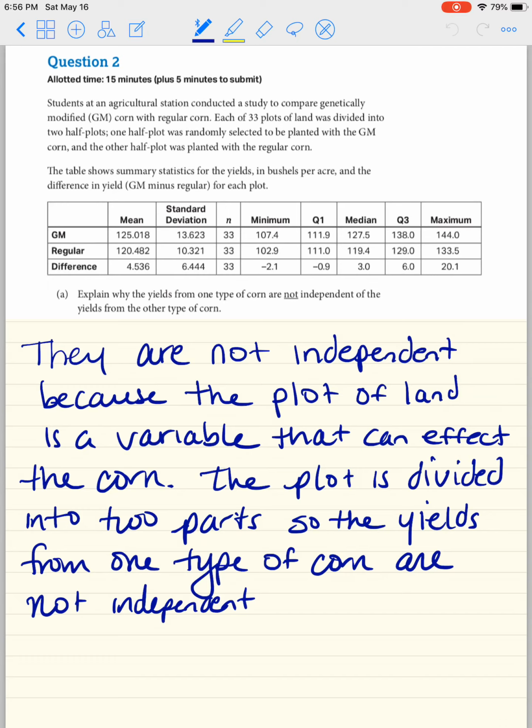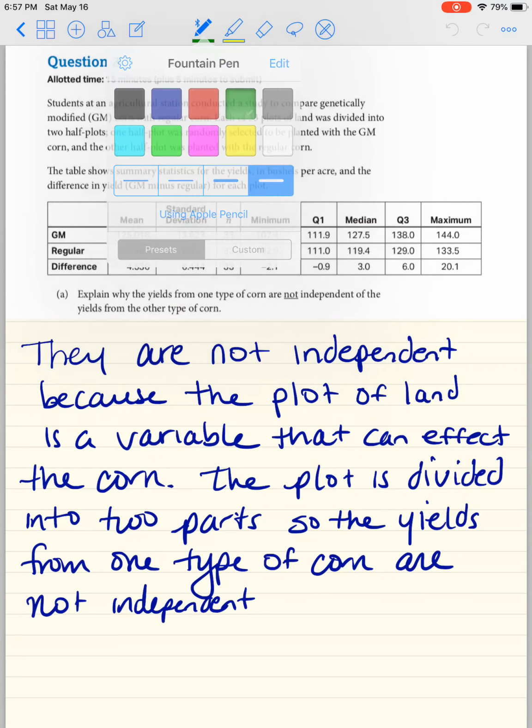Okay, question 2. They didn't give a question 1, but it's similar to this, a little bit longer. You get 5 minutes to submit, 15 minutes for this problem, and it's letters A through E. Students at an agriculture station conducted a study to compare genetically modified corn with regular corn. Each of 33 plots of land was divided into 2 half plots.